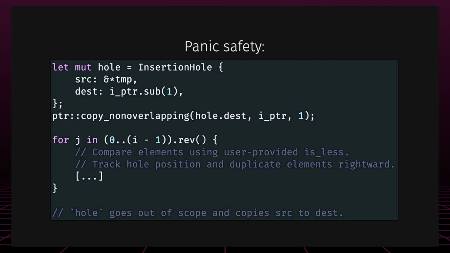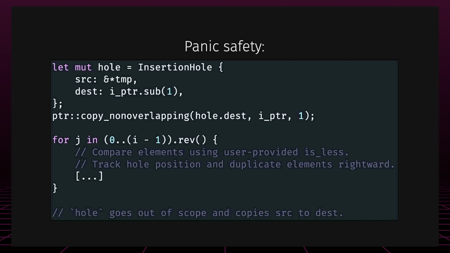And how this works is by having this insertion hole type. It has a drop implementation which takes source and copies it into dest. So the source will get copied into the destination, and we update the pointers of insertion hole in a way that at any point where is_less, this user-provided function which could panic, is called, if it panics, we correctly patch up the thing we just duplicated. I'll look at it in a second to see it in action, to get an idea how this works. And then at the very end, if it exited normally, no panic, it uses this to patch up the hole.